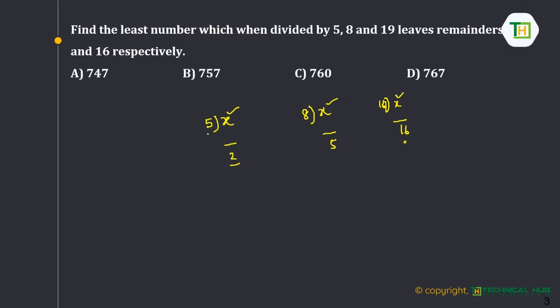If you observe, the difference between the divisor and the remainder is 3 here. In this case also the difference is 3, and in this case also the difference is 3. In such a case, I have to find the LCM of the given three numbers and subtract 3 from that. Then you will get these remainders. First of all, you have to find the LCM of 5, 8 and 19.